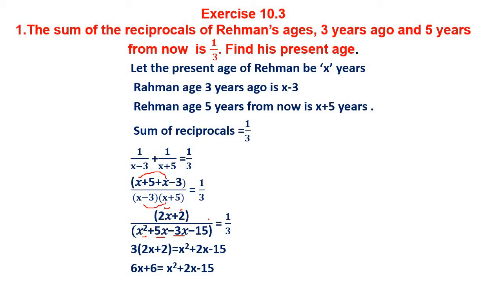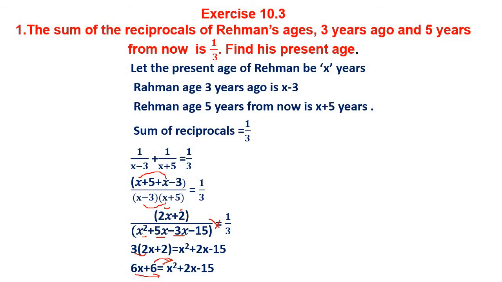Now you cross multiply. So you will get 3 into 2x plus 2 is equal to x square plus 5x minus 3x, which is 2x, minus 15. Now 3 into 2x is 6x, plus 3 twos are 6, is equal to x square plus 2x minus 15. Now transpose 6x to the RHS, then plus 6 to the RHS.